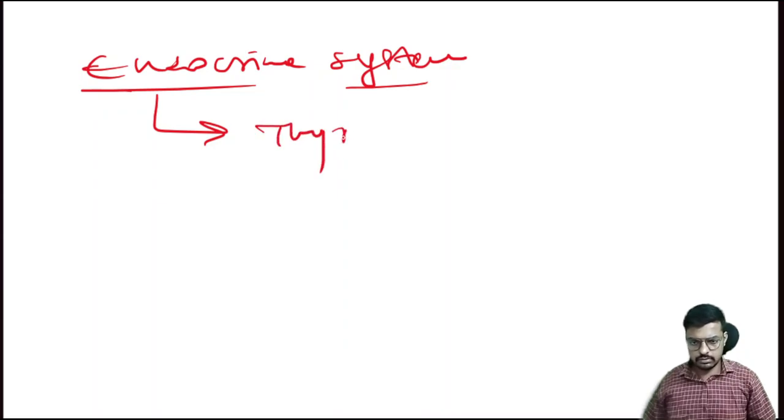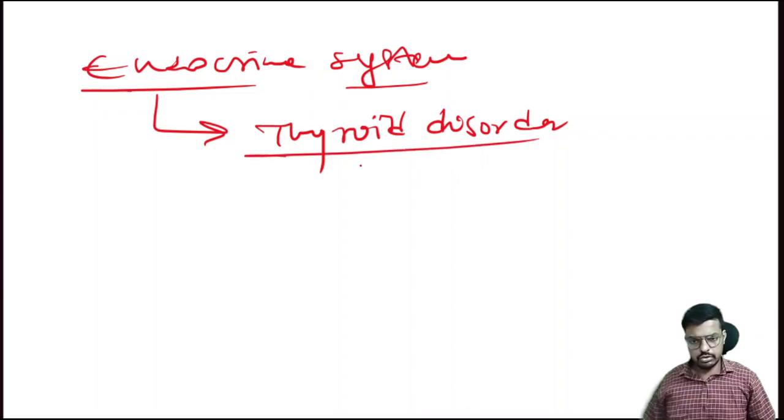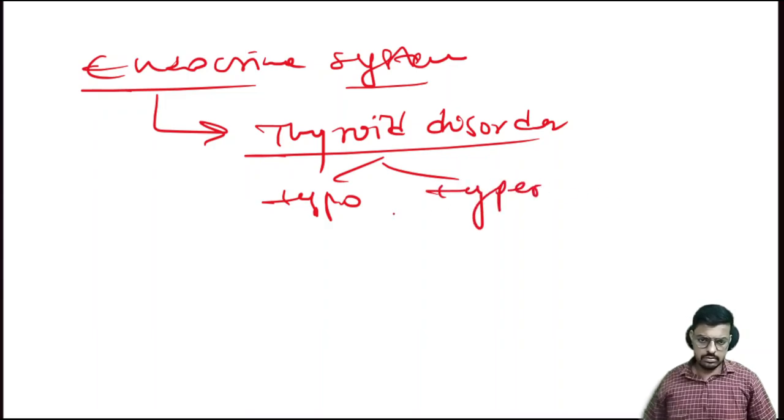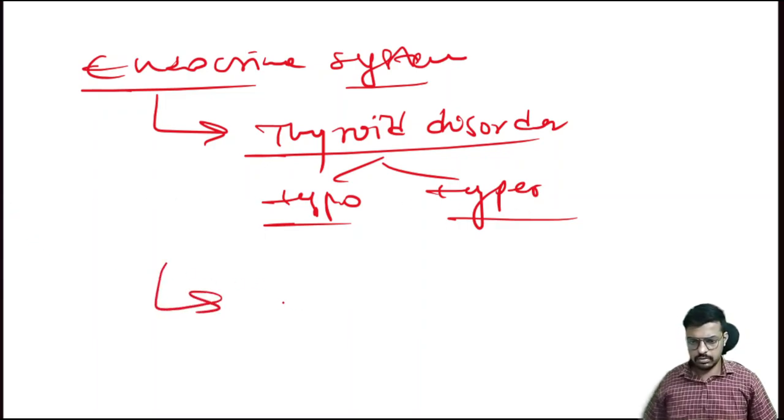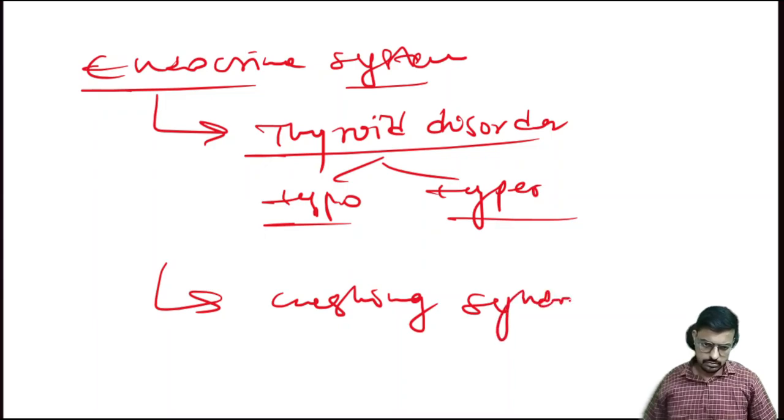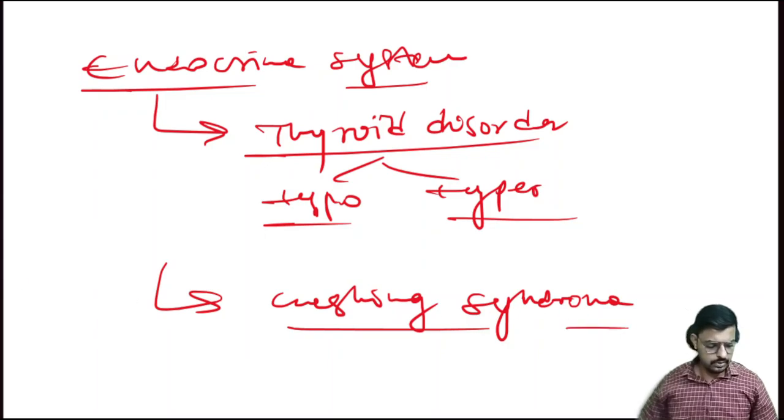Okay, so then in the endocrine system, thyroid disorders, both hypo and hyperthyroidism, are important. Okay, so then Cushing syndrome. These are the must revision topics.